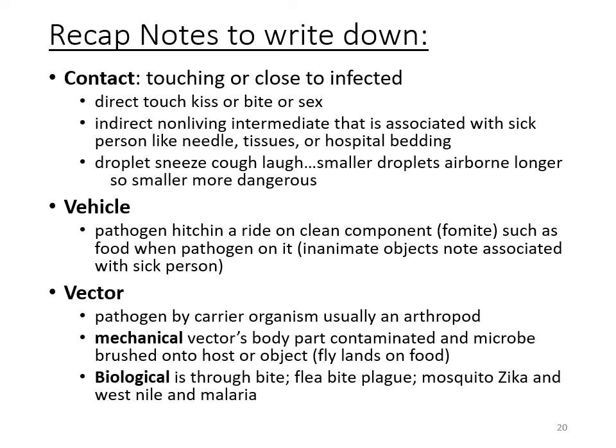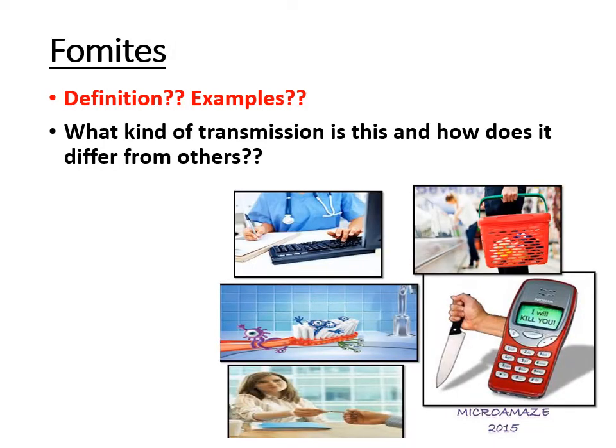Okay, so again, that was a lot on the previous slide, so I've given you some recap notes. You can pause the video to jot down some notes. You'll see this again in lecture. And in these recap notes, I even specified the two different types of vector transmission that you can encounter. So whether it's mechanical or biological, each one is still occurring through an arthropod or an insect. Okay.